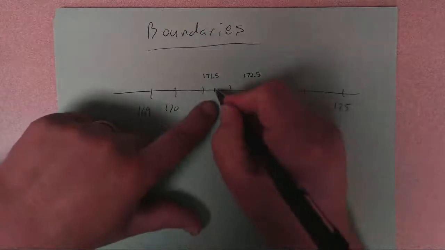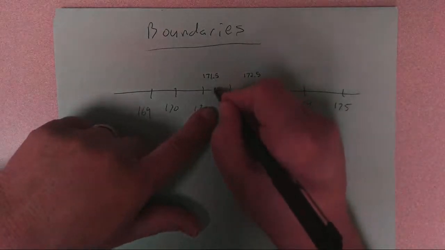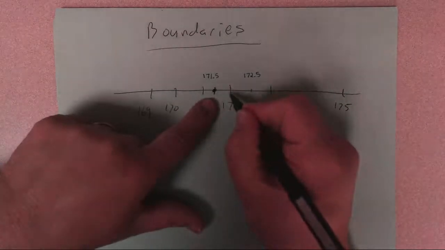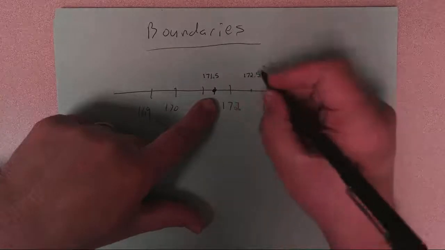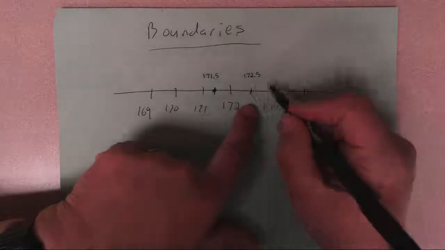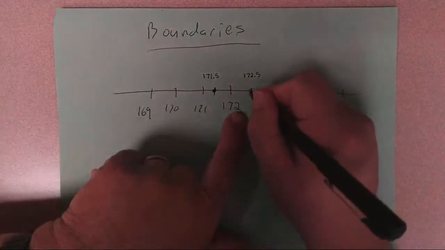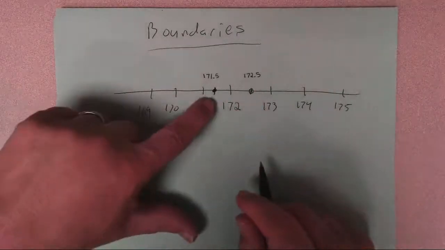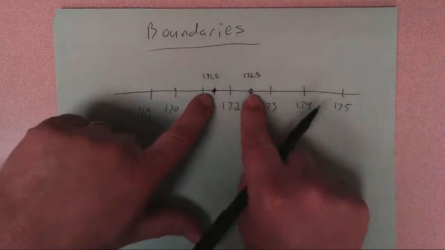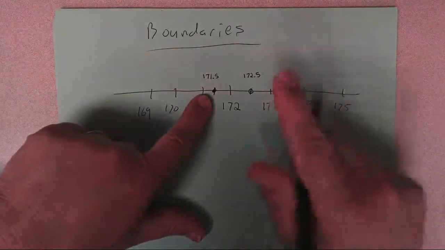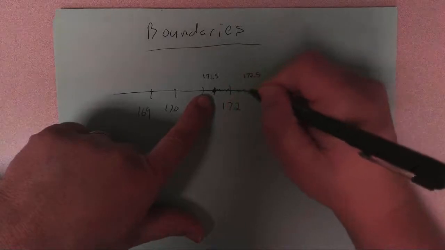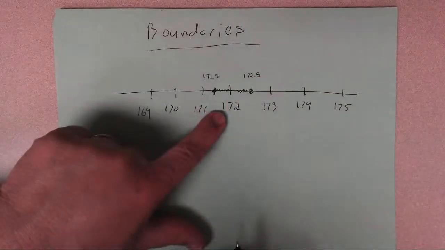Okay? So if I were 171.5, right, that would round up, if I was rounding to the nearest pound, to 172. Okay? Now if I were 172.5, that would actually round up to 173. So I would have an open circle here. Okay, so this would be a closed circle, meaning this one would be included, but this one would actually round up to 173. Now, any number between these two then would round to 172.